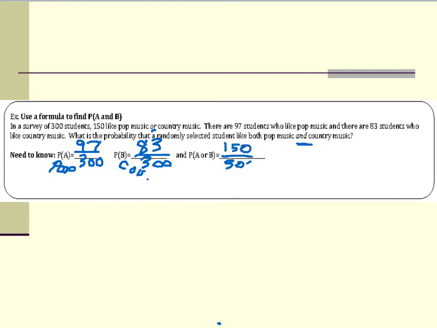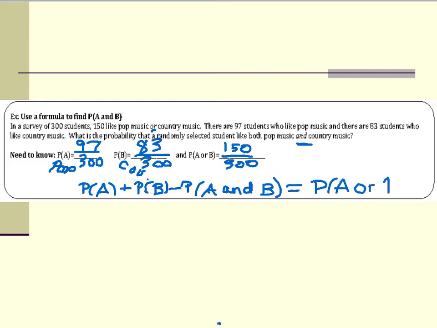out of 300. So to find the probability of or, it's the probability of A plus the probability of B minus the probability of A and B. And that gives me the probability of A or B. And our unknown here that we want to find is the probability of A and B. So we're really just going to make an equation.